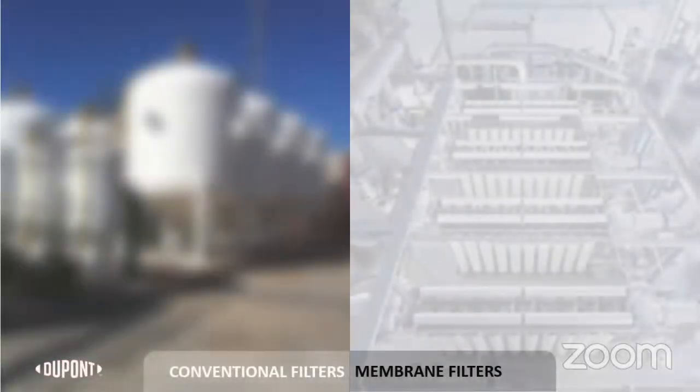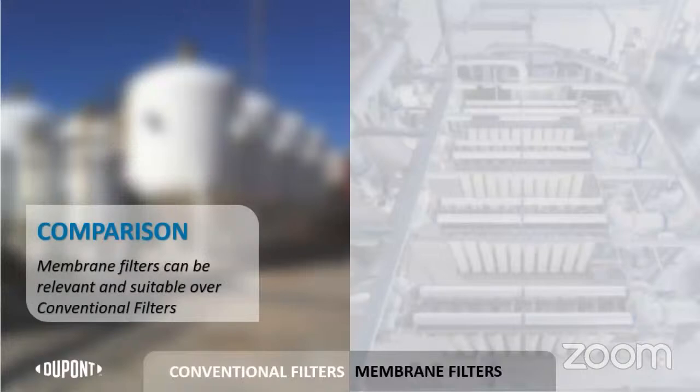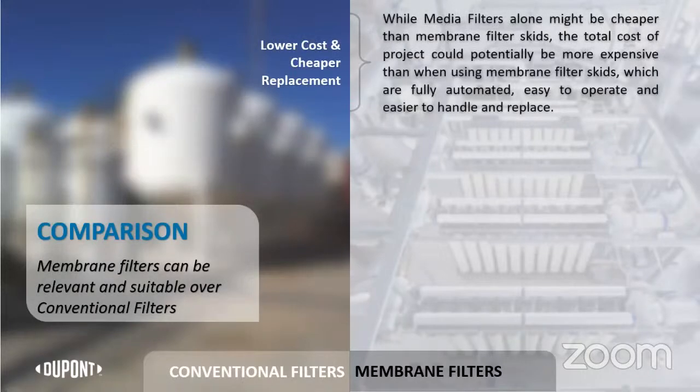Well, we did have some advantages on conventional filters, right? So can we see how they can be mitigated by membrane filters? Low cost and cheaper replacement is the argument that conventional filters have. But it's not necessary that conventional filters are only cheap. Membrane filters can also be made cheaper. You need to look at the total cost of installation for the project.